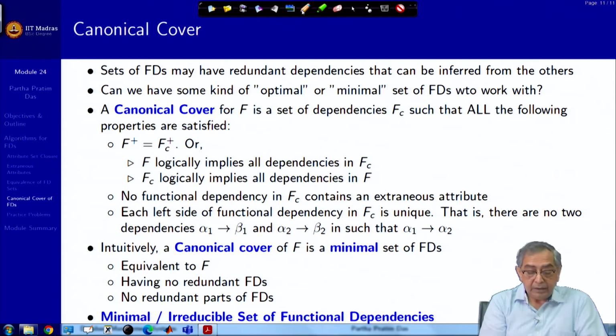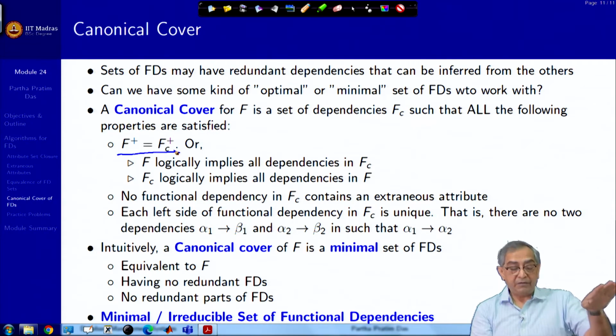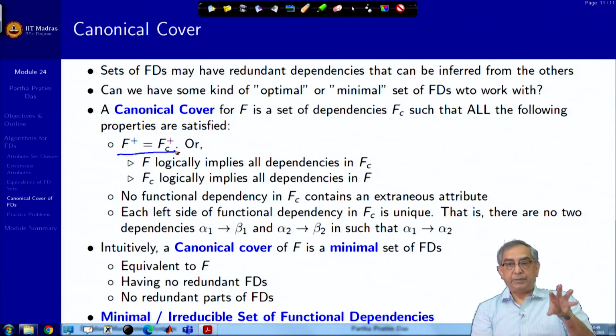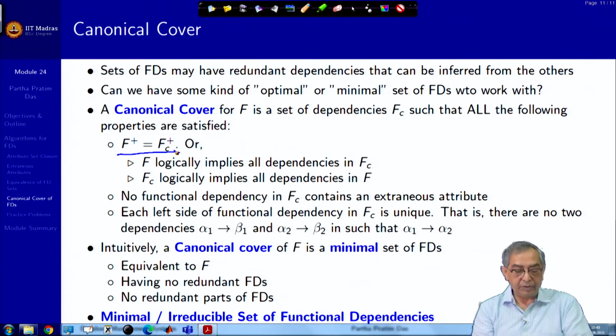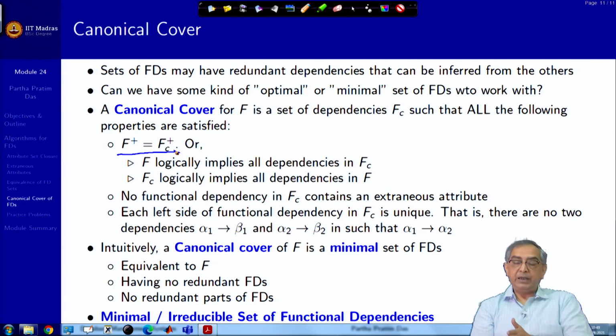So, there are three basic requirements. One is that, obviously, F is the given set and Fc is the canonical minimal set, which is expected to be smaller, different from F. Now, naturally they have to be equivalent. If they are not equivalent, it does not work as a cover. That goes without saying, which means F must logically imply all dependencies in Fc, and Fc must logically imply all dependencies in F, as we have just seen.